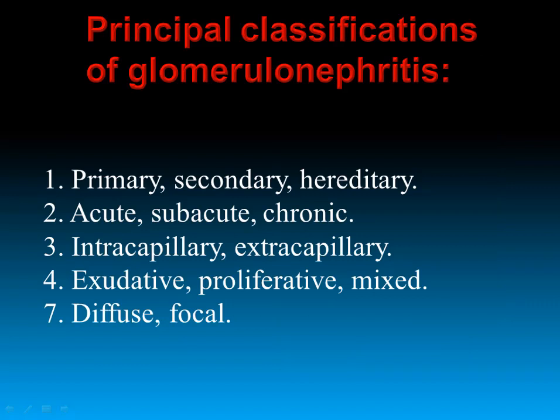Principal classification of glomerulonephritis includes a few principles. First, according to origin, due to etiological factors, glomerulonephritis can be divided into primary, secondary, and hereditary. According to clinical course: acute, subacute, and chronic. According to vascular component, it can be divided into intracapillary and extracapillary. According to type of inflammation: exudative, proliferative, and mixed. According to the extent: diffuse and focal.